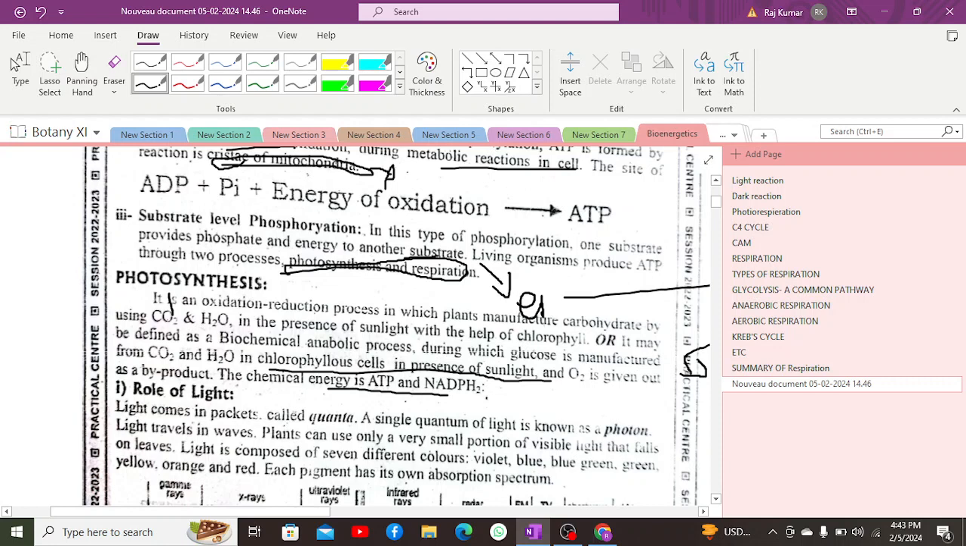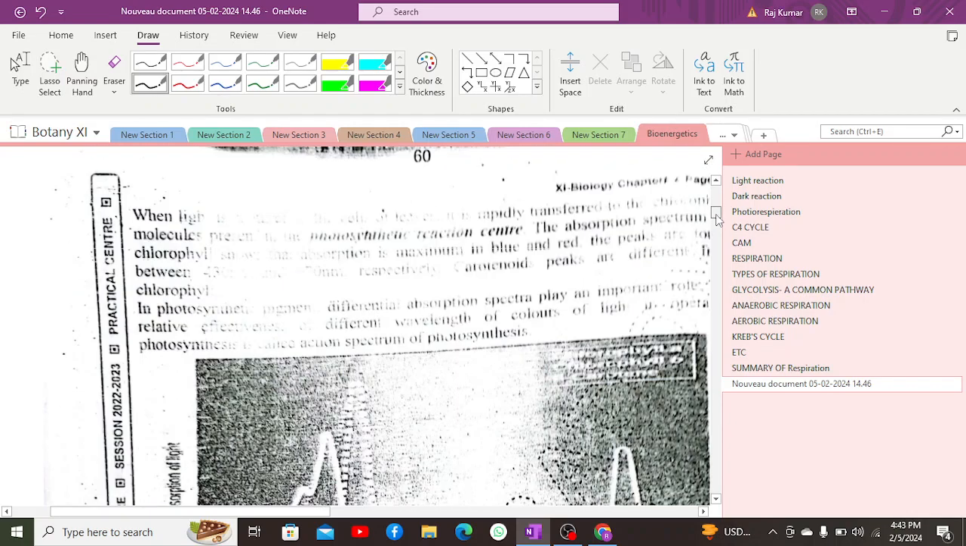Now, the role of light comes in such a manner. Light comes on Earth in packets called quanta. A single quantum of light is known as a photon. Light travels in waves. Plants can use only a small portion of the visible light that falls on leaves. Light is composed of 7 different colors, VIBGYOR, which are known as violet, indigo, blue, green, yellow, orange, red.